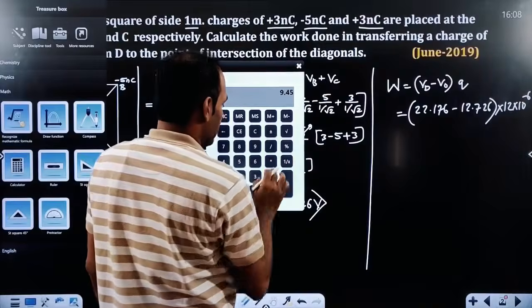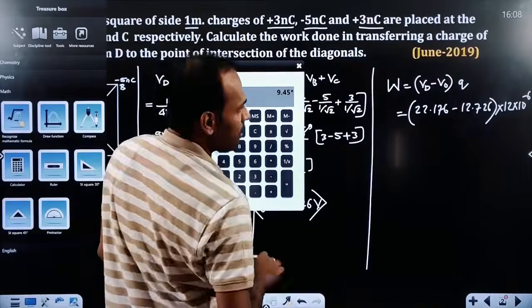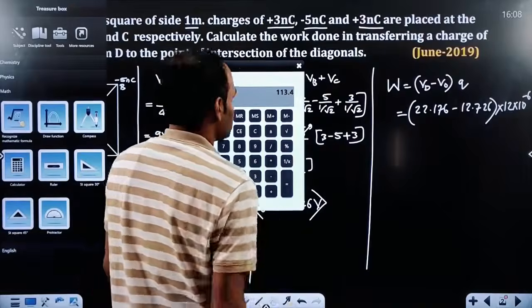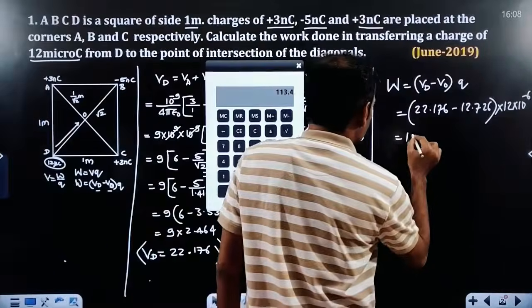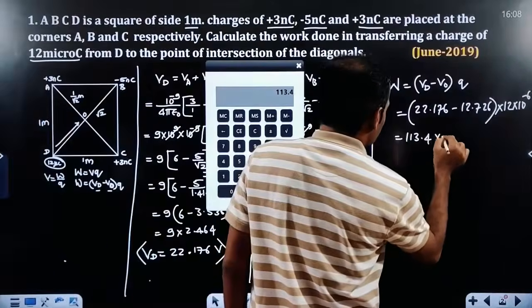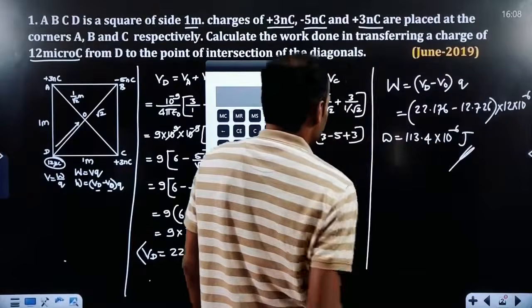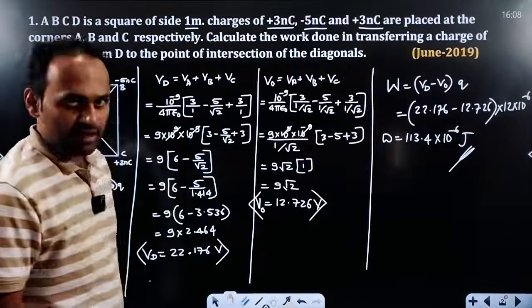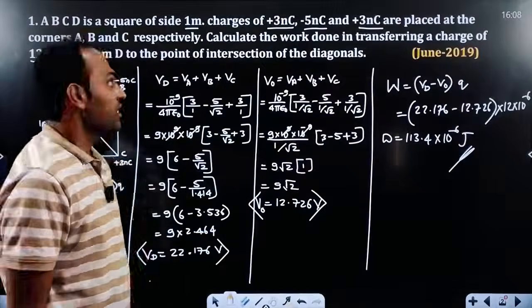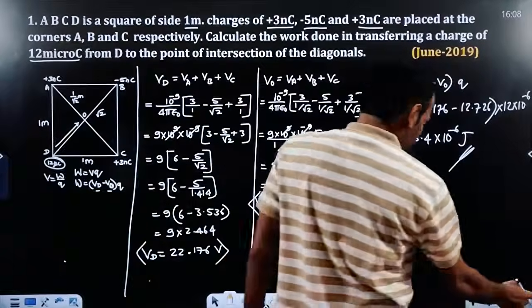Into 12, so this is 113.4 into 10 raised to minus 6 joule. This much will be the work done. Clear? So this is how we have to calculate the work done. Let us go to the next question now.